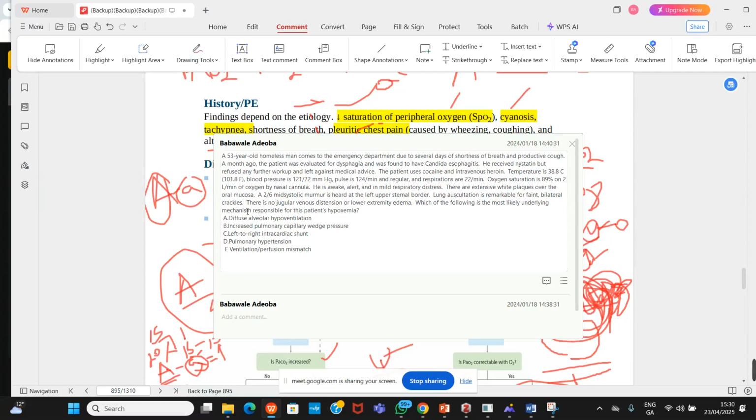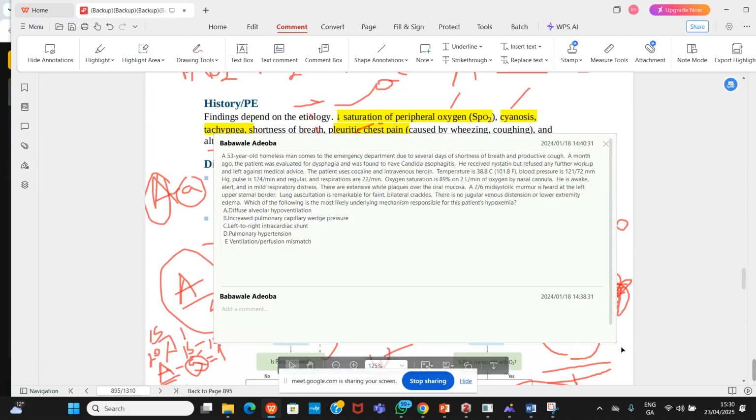There are extensive white plaques over the oral mucosa. A 2/6 mid-systolic murmur is heard at the left upper sternal border. Lung auscultation is remarkable for faint bilateral crackles. There is no jugular venous distension or lower extremity edema. Which of the following is the most likely underlying mechanism responsible for this patient's hypoxemia? Anybody?